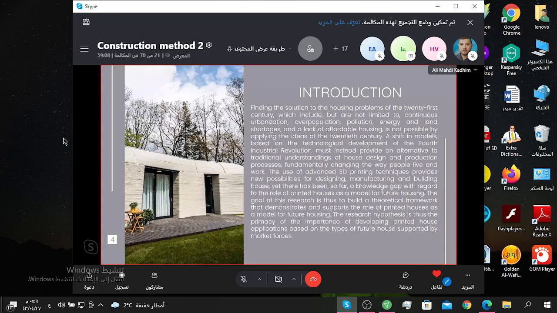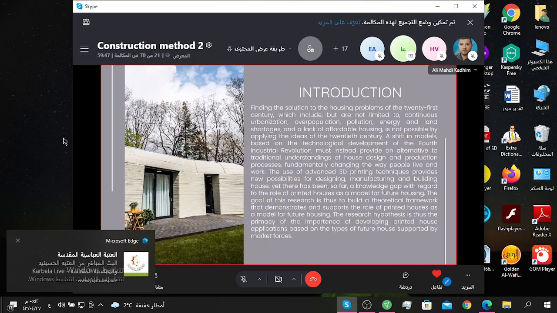The use of advanced 3D printing techniques provides new possibilities for designing, manufacturing, and building houses. Yet, there has been so far a knowledge gap with regard to the role of printed houses as a model for future housing. The goal of this research is thus to build a theoretical framework that demonstrates and supports the role of printed houses as a model for future housing. The research hypothesis is thus a premise of the importance of developing printed house applications based on the types of future house supported by market forces.